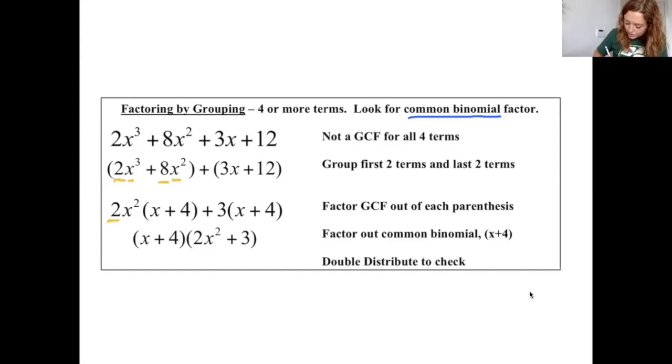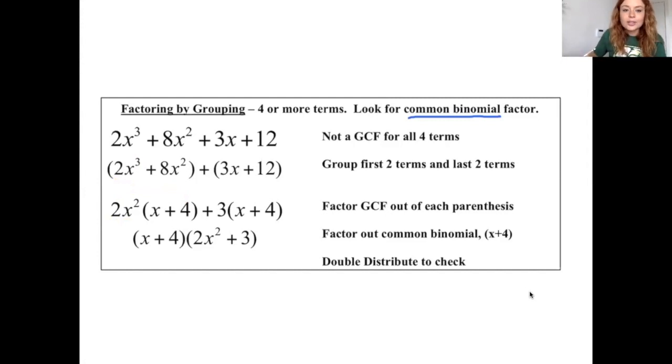Okay, so what's left on the inside, if we were to multiply this back in, would be 2 times that invisible 1 would give me 2, and then x squared times x would give me x cubed. Then 2 times 4 would give me 8, and I already factored out an x squared, so that's all that is left there. Okay, so that's the first group.